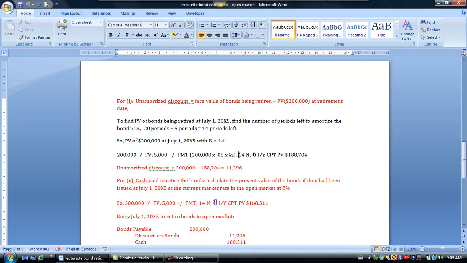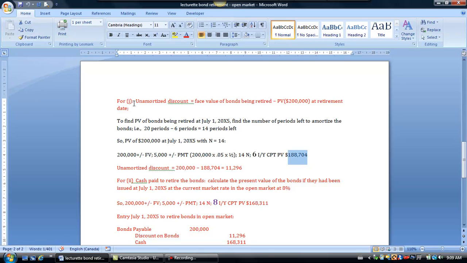I've got my N is 14, but don't forget to calculate the present value of those 200,000 in bonds at the date I'm retiring them. I have to use the original yield, right? Because I'm calculating the present value based on the original data. And that's going to give me a present value for the bonds of $188,704 before I retire them. Right? Because this is their value, this is their present value at the retirement date.